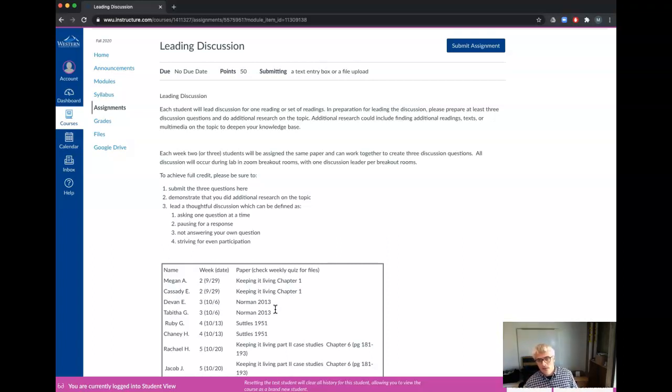And you are also striving for even participation, so you have to be careful of folks that over-participate and don't open up space, but also make sure everybody else participates.